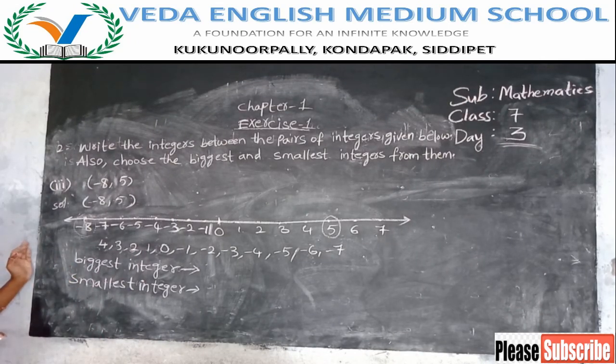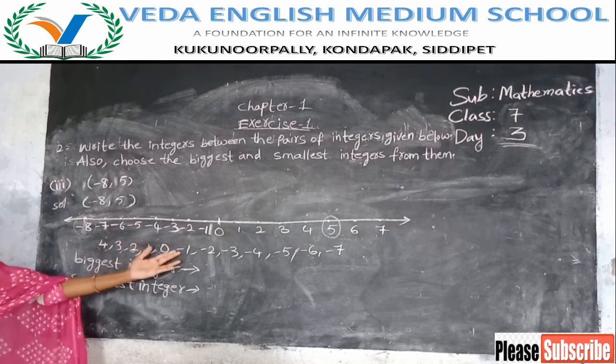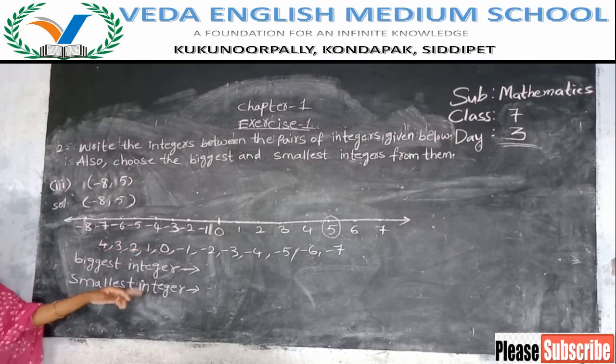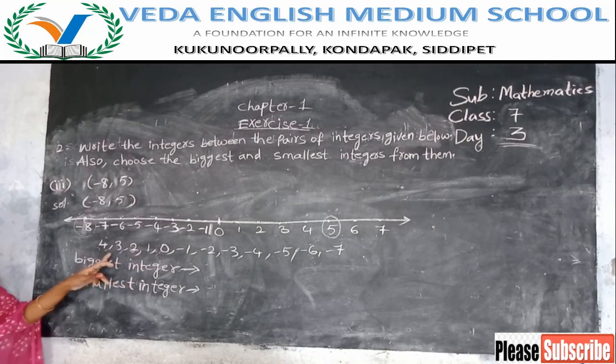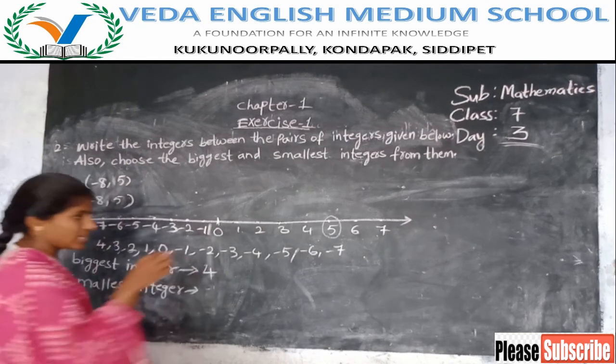Always, positive numbers are greater numbers. Because of that, only go for the positive numbers. What are the positive numbers here? 1, 2, 3, 4. Only these are the positive numbers. Out of all these positive numbers, what is the greatest number? 4 is the greatest number. So 4 is the answer.